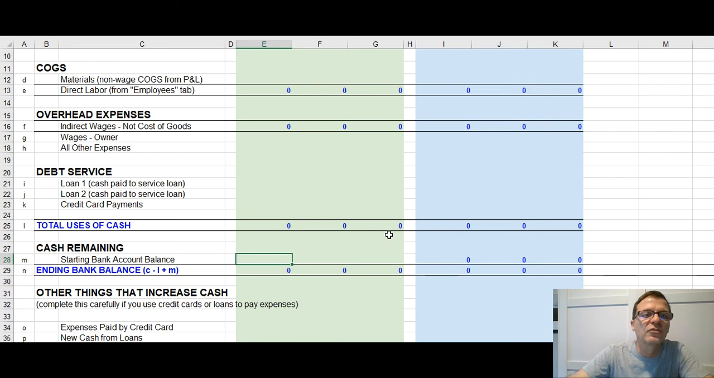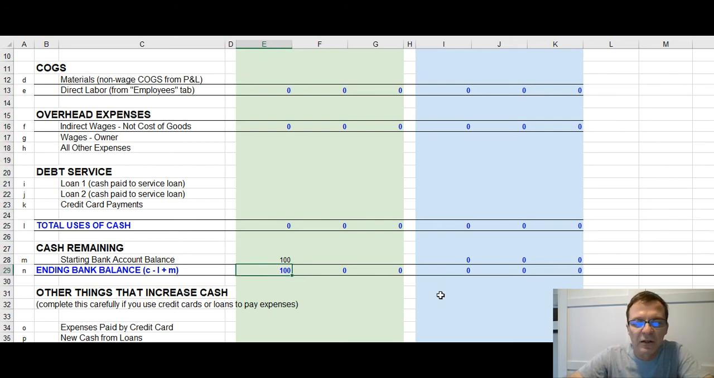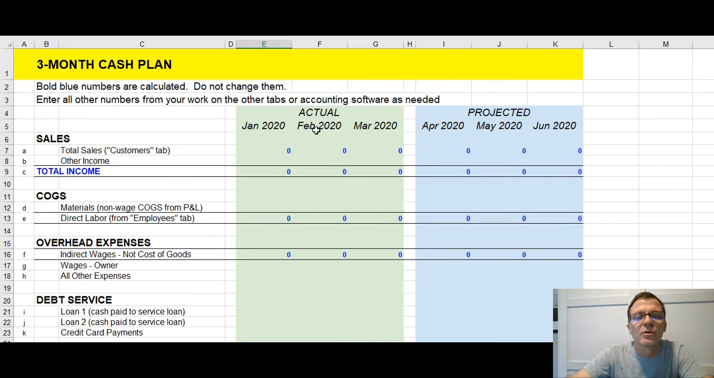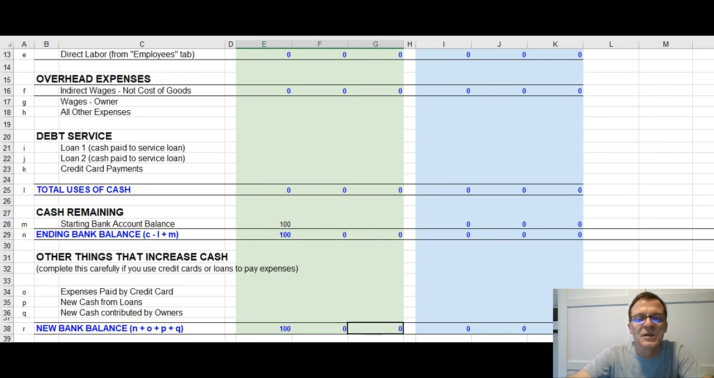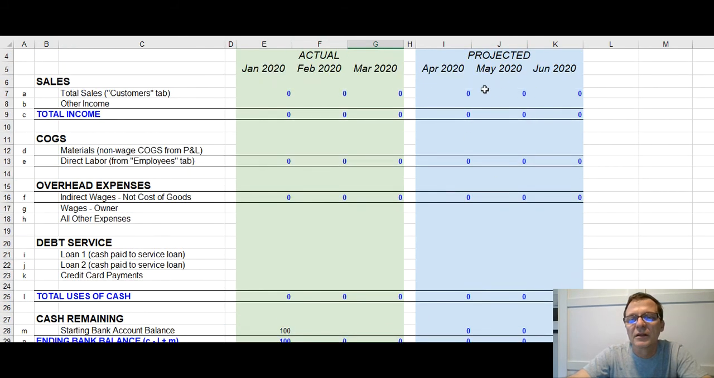So you can put your starting balance in here, and this will add up all of the uses of cash above and tell you what your ending balance will be. In this case, of course, we're not spending anything, but it would go there. Okay, so the number you're really looking for from your January, February, March actuals is the ending balance in your bank, because that's going to start to tell you what your balance is in May, June, July.